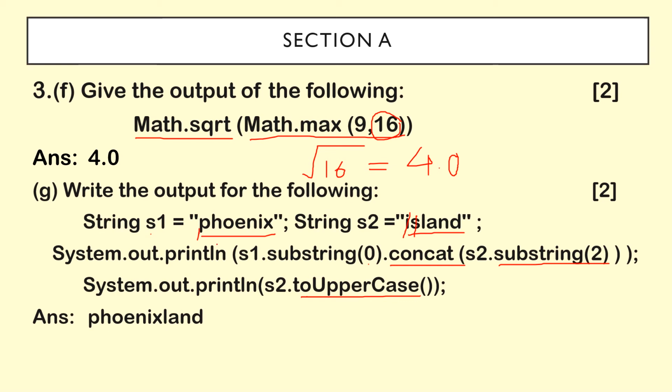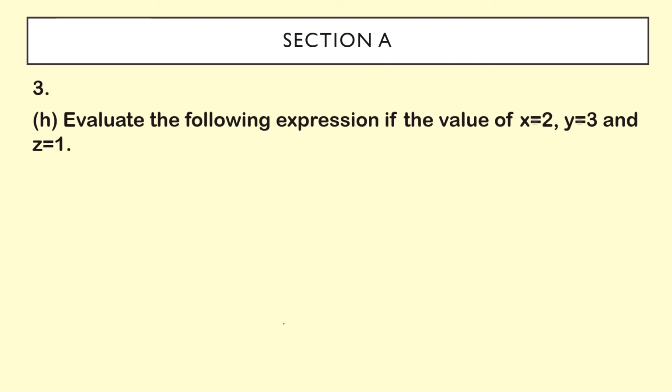Starting from 0, so right from the beginning, and substring 2 means removing only the first 1 and 2. Rest is included. Phonics land. And the second part is uppercase, meaning capital letters. So I hope this is clear. If you need some time in between, you may pause the video, decide the answer, and check it with the answer which I have provided. Let's move on to the next question.